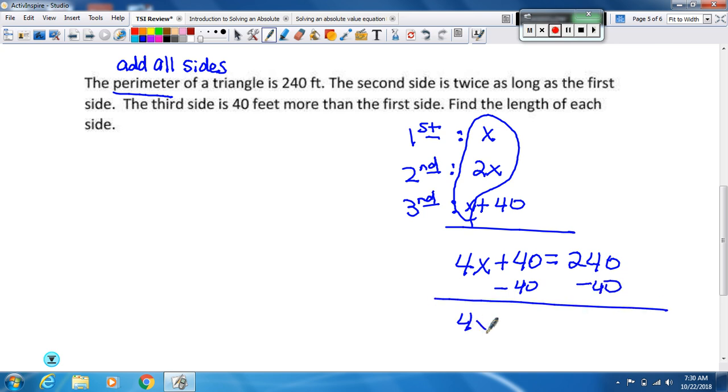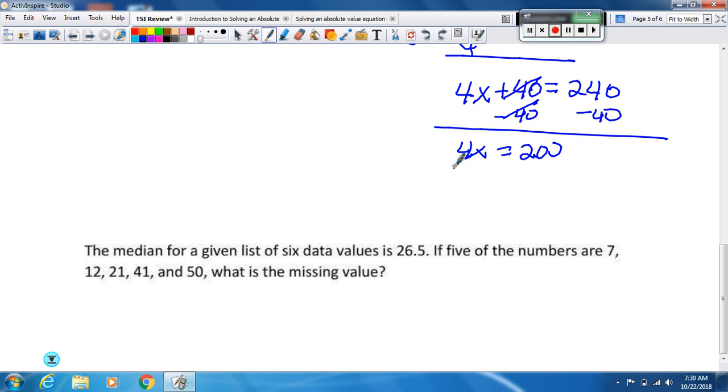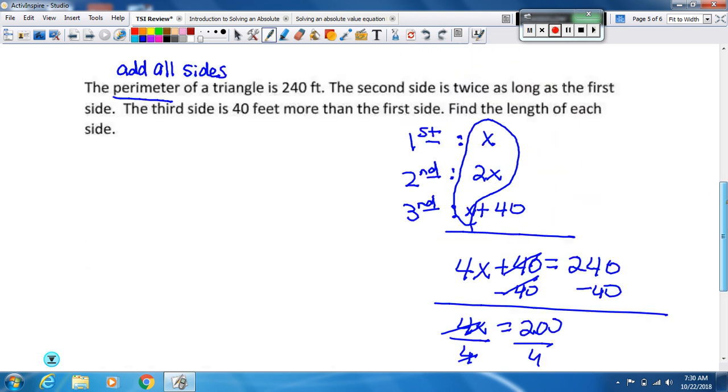So 4x, opposites cancel, equals 200. Then you divide each side by 4. So x equals 50. Okay, so it wants to know the length of each side. So side 1 is x. That's 50.